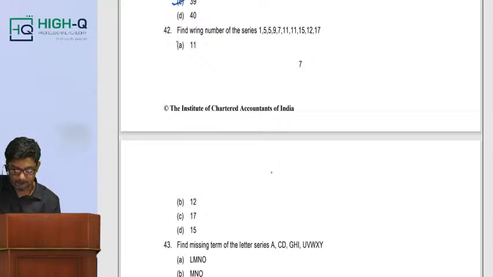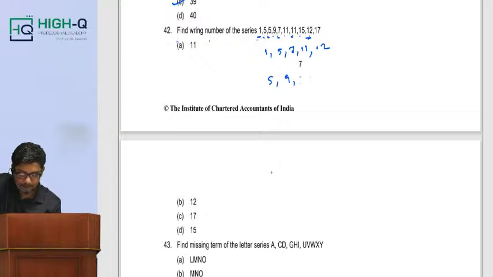Find the wrong number. We have to find the odd man out. 1, 5, 5, 9, 7, 11, 11, 15, 12, 17. You know about mixed sequence. When the same terms are repeating, I call it a mixed sequence. Increasing, decreasing means always two sequences. Let me write the alternate terms. 1, 5, 7, 11, 12. Next sequence is 5, 9, 11, 15, 17.